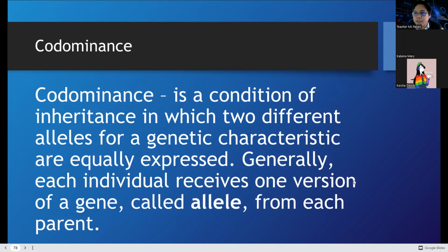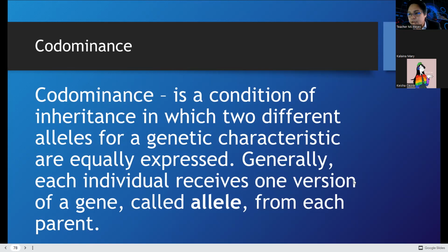Codominance. Let's take a look at codominance. If we have incomplete dominance, we have also codominance. It is a condition of inheritance in which two different alleles for a genetic characteristic are equally expressed. Generally, each individual receives one version of a gene, called an allele, from each parent. In incomplete dominance, the recessive allele is covered by the dominant allele. For codominance, it's equal. So the distribution of genes is 100% to the offspring.